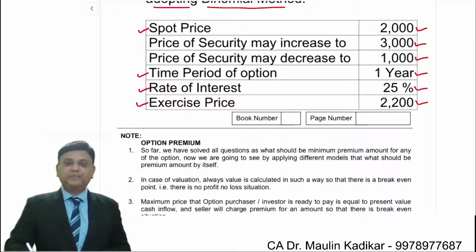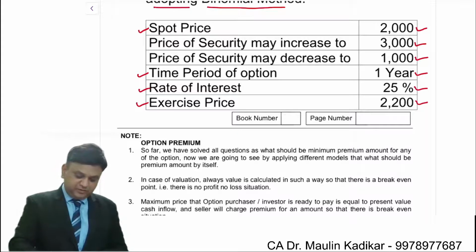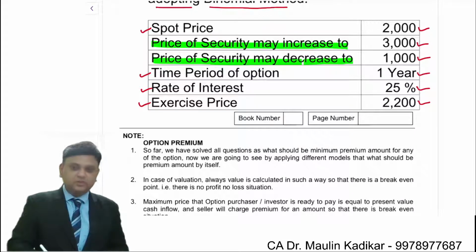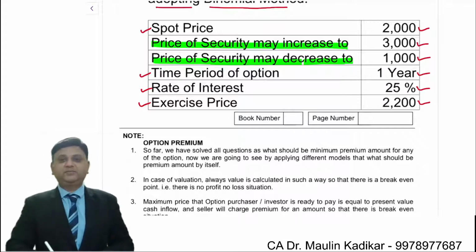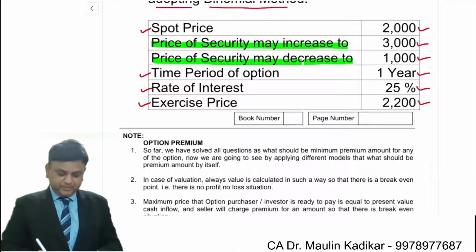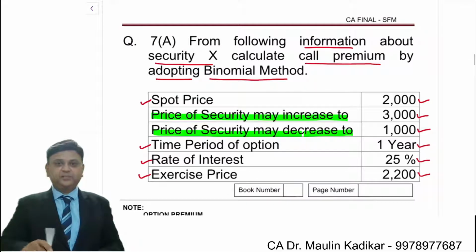Apart from this, the new information that we have is that the price of the security may increase to a certain value or it may decrease to a certain value. In this case, how to make the computation of the premium, let us understand that.